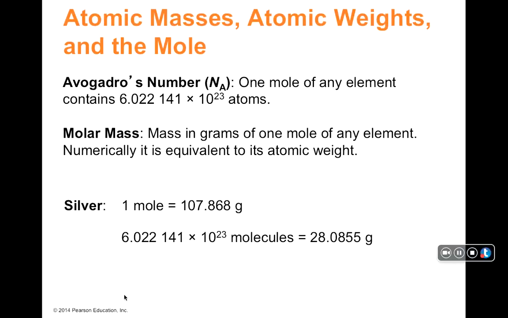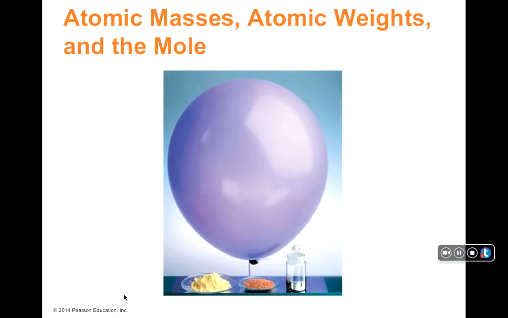So if we take the example here of silver, a mole of silver is its atomic weight. So a mole of silver is 107.868 grams. If I have a mole of silver atoms, they're given a couple of examples here. So that gives you how many silver atoms I have.